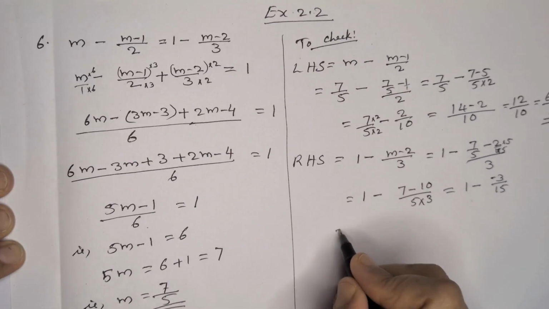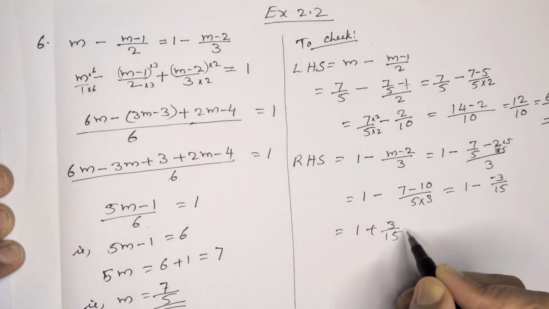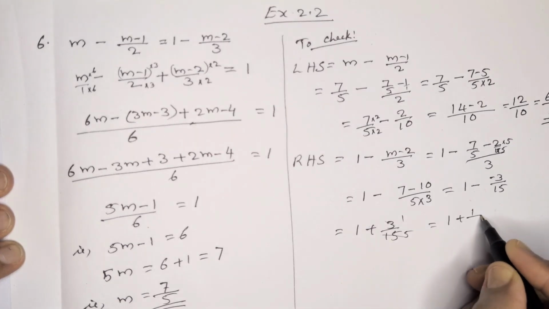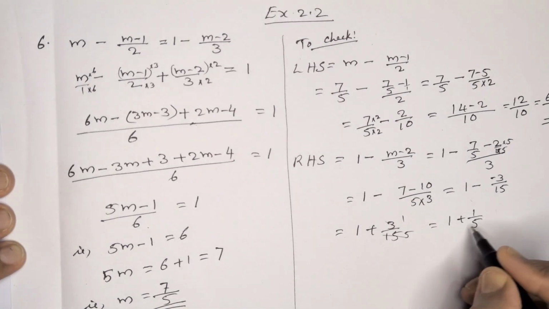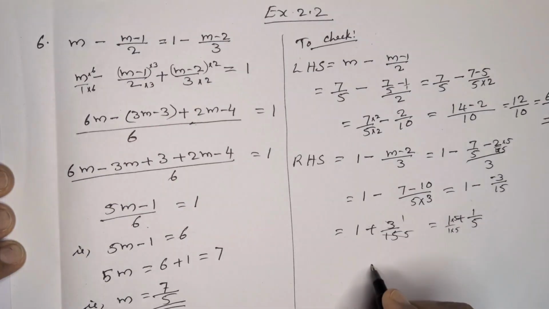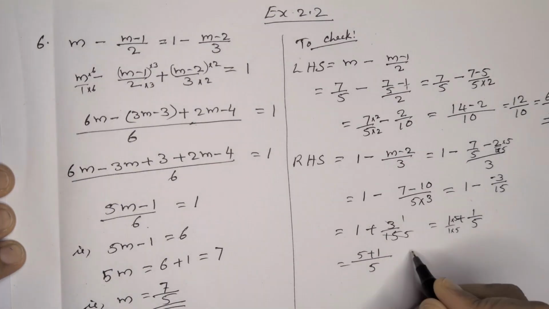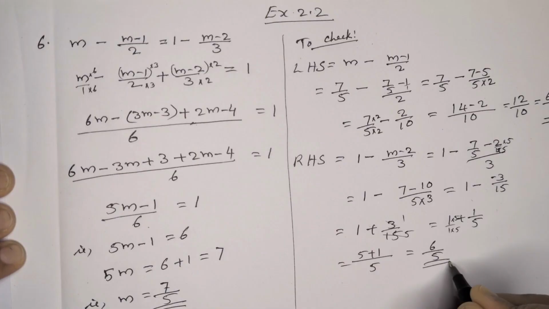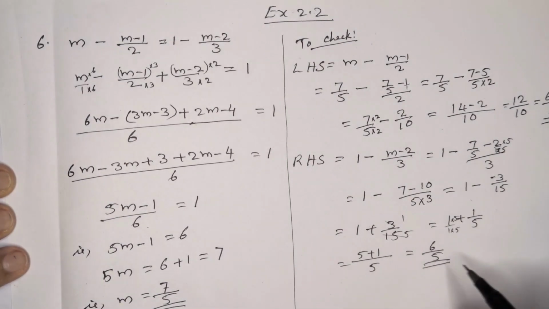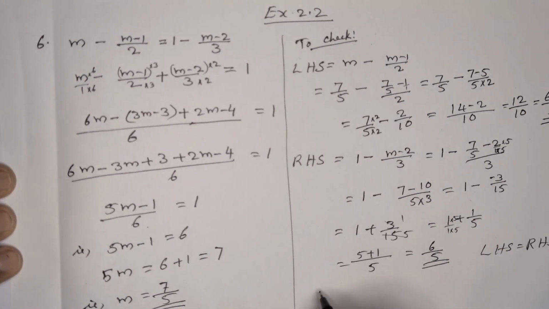Now we can write that as 1 minus of minus, plus 3 by 15. 3 by 15 we can simplify, we will get 1 by 5. Which is equal to 1 plus 1 by 5. Now here 1 we can write as 1 by 1, multiply with 5 to make 5 as the denominator. So here 5 plus 1 is equal to 6 by 5. Now you can see here LHS is equal to 6 by 5. This side also RHS is 6 by 5. So we can write LHS is equal to RHS. Hence verified.